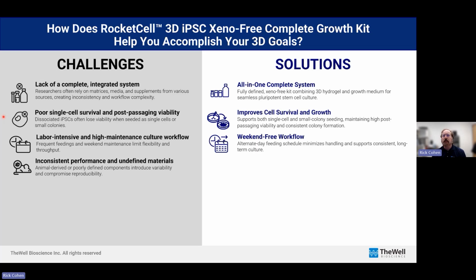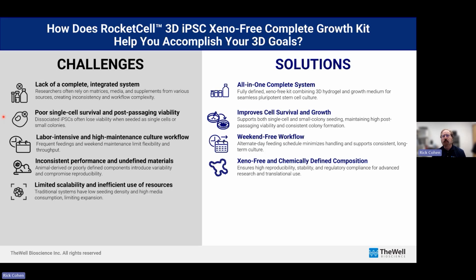Animal-derived or poorly defined components introduce variability and compromise reproducibility. Here we present a system with Xeno-Free and chemically defined composition, ensuring high reproducibility, stability, and regulatory compliance for advanced research and possible translational use.